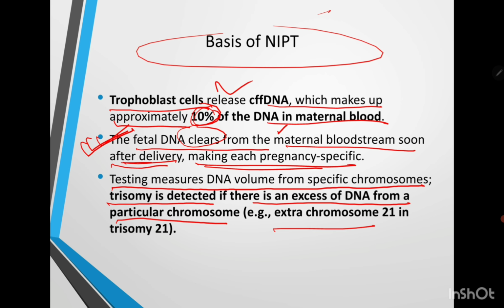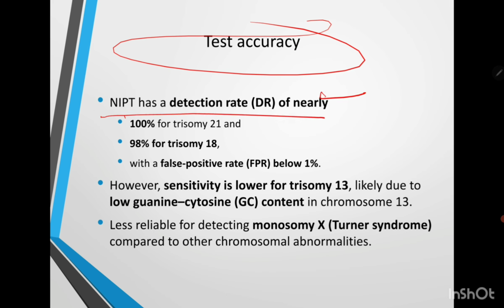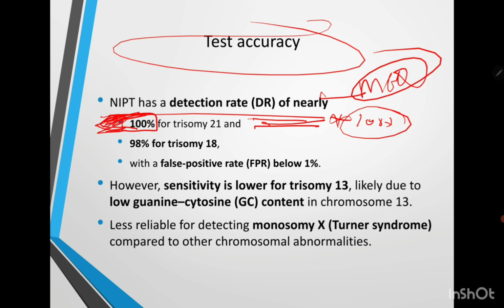So the basis is trophoblast cells release cell-free DNA that will circulate in the maternal blood. You have to detect that. So, test accuracy: NIPT has a detection rate of nearly 100%. Very very important, nearly 100%. If you do this test, trisomy 21 is very easily detected. So remember this statement, 100% detection rate for trisomy 21. This can be an MCQ in your exam. Trisomy 21 NIPT has 100% detection rate.